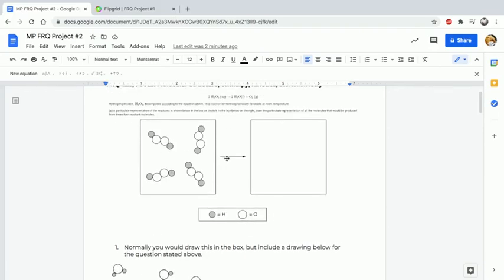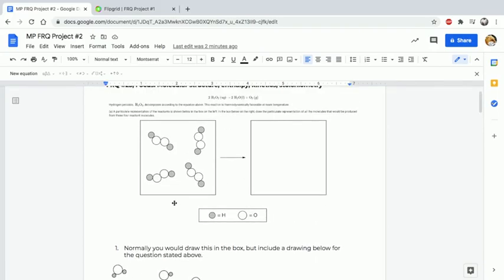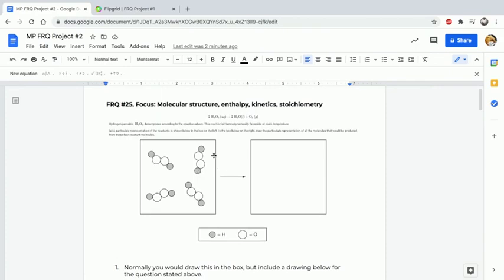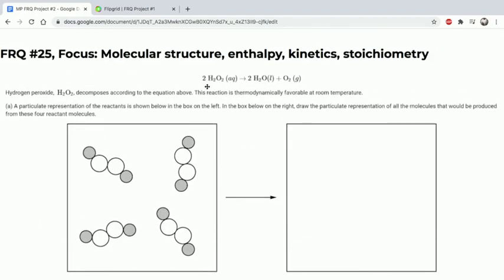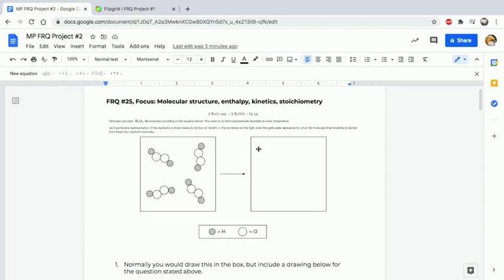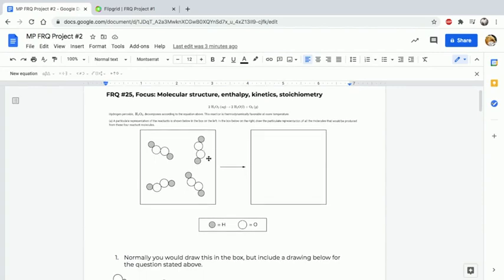So for this first problem, we're trying to figure out how these four molecules will react together and split apart into this equation right here: 2H2O2 to 2H2O plus O2. Looking at this, we have to get 4 water molecules, because they'll use up all 8 of our hydrogens.